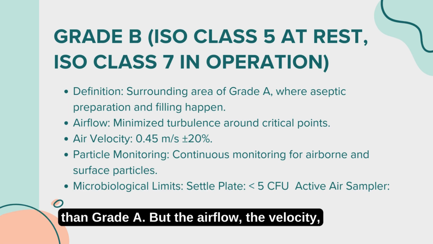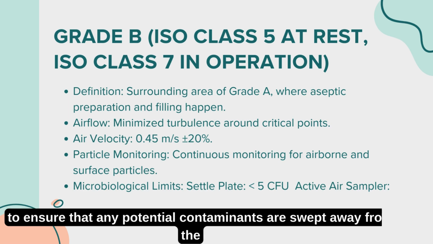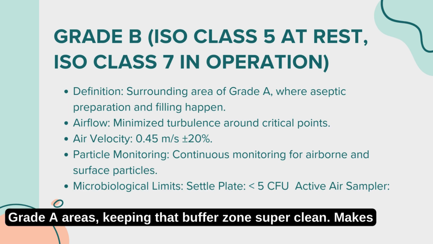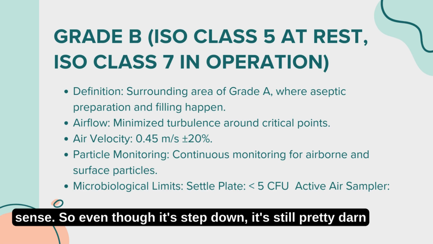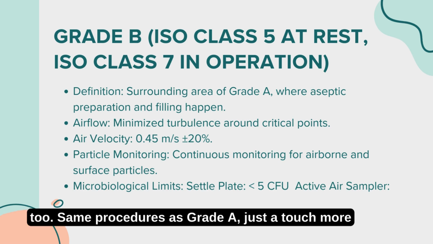But the airflow, the velocity, that's all the same as grade A. Yes. It's maintained to ensure that any potential contaminants are swept away from the grade A areas, keeping that buffer zone super clean. Makes sense. So even though it's a step down, it's still pretty darn strict. Oh yeah, absolutely. And that goes for the gowning and material handling, too. Same procedures as grade A, just a touch more lenient on the microbiological counts.